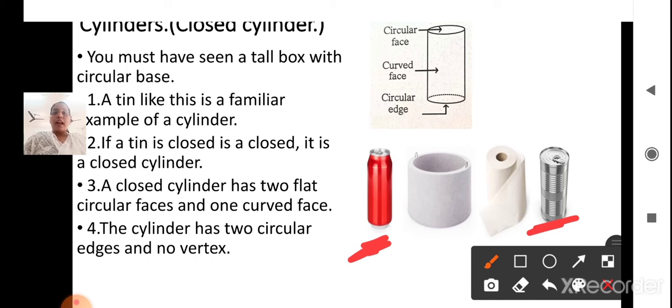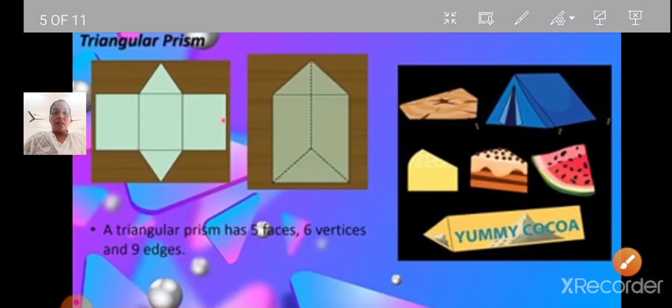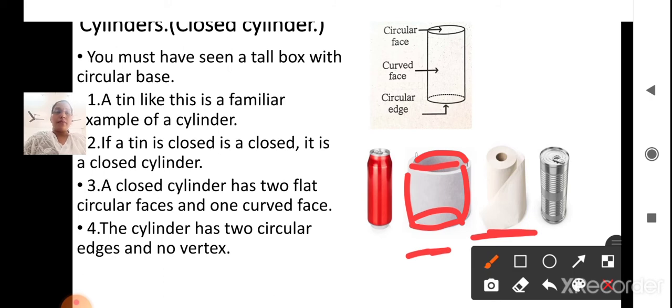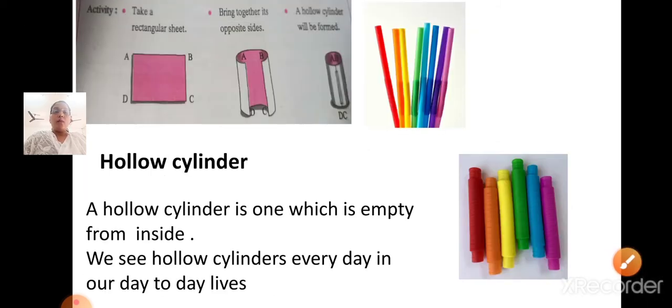The cylinder has 2 circular edges and no vertex. The example last time I had given you, if we stack the carom board coins one upon the other, you get the shape of a cylinder, and even the example of tin. Here now I am having a well here, and here is a tissue paper roll. Can you see, children? So these two also are new examples of closed cylinder. Even this has 2 circular faces, and down it has 2 circular edges and 1 curved face. Same it goes here also, children. Okay, clear?